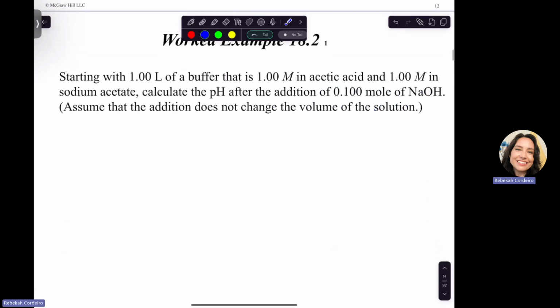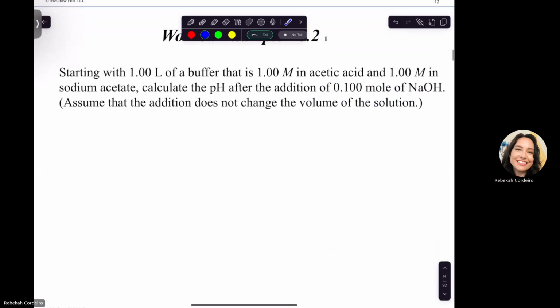Why don't you try it? Again, the Ka of acetic acid is this. And you try what happens if I add hydroxide. So you've got everything you need. Pause it and try to work it out.